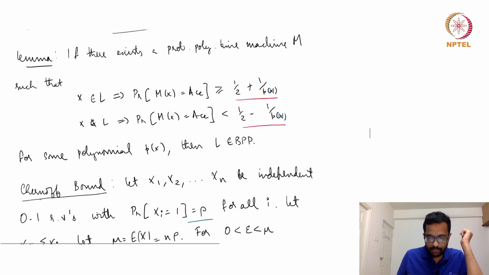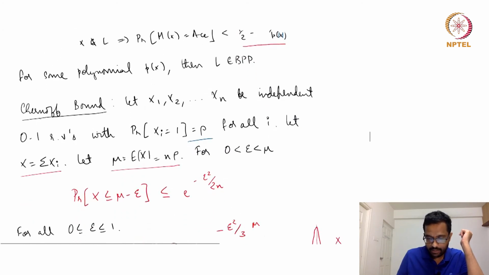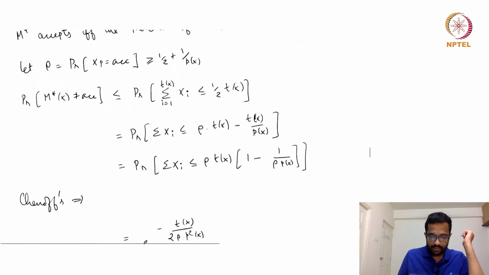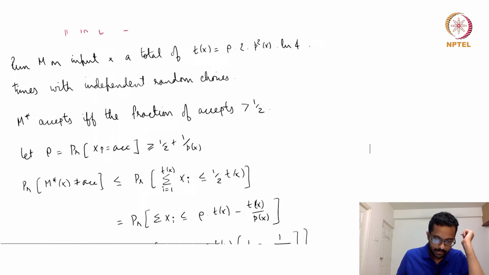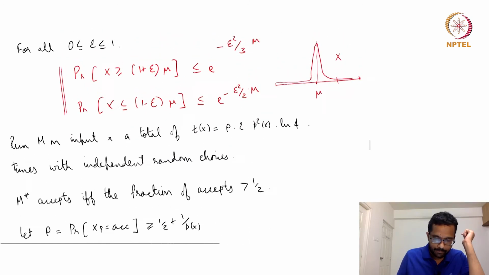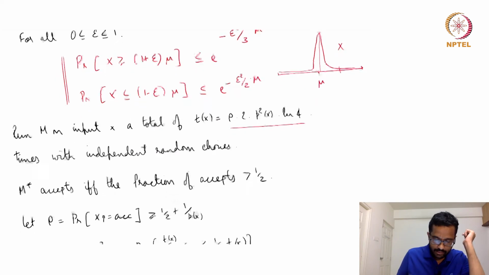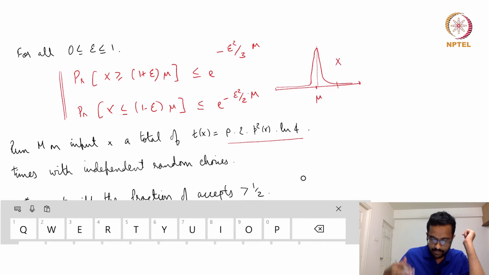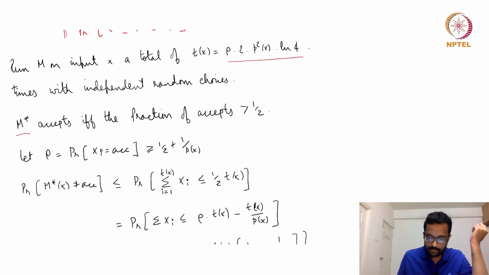And so when you repeat it many times, this gap of half plus 1 by p(x) and half minus 1 by p(x) becomes more and more pronounced, and the rest is just calculating this. And so there is a machine; we repeat it t times. Again we have to evaluate what kind of t works. This repeated machine, let us call it M star, accepts if at least half of the outputs are accept, otherwise it rejects, and then we can calculate the probability of error.